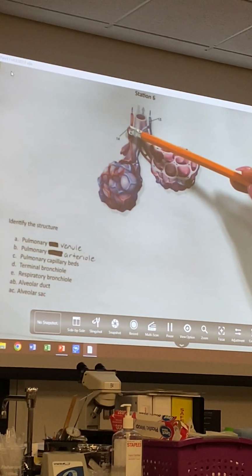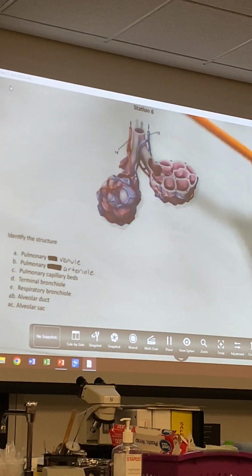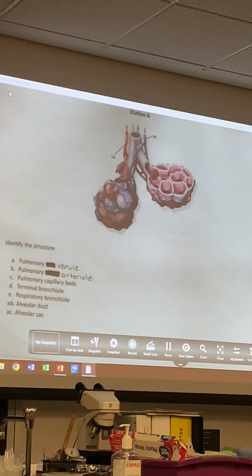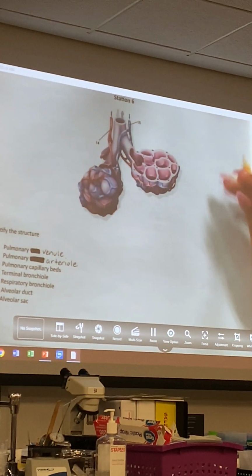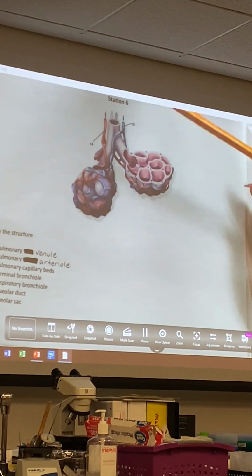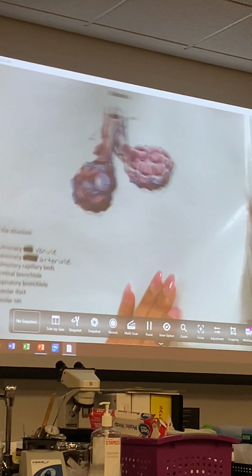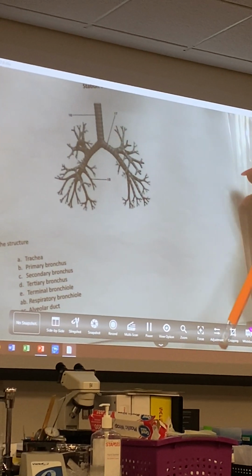What is the red one? Vein. What is the blue one? Artery. Yes, exactly. And these are little alveoli with the capillary beds associated with them.